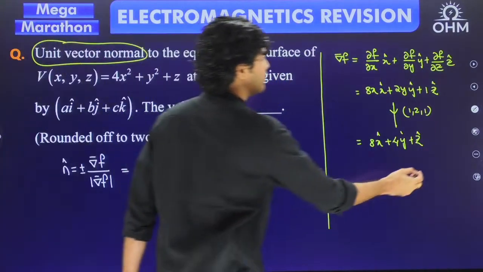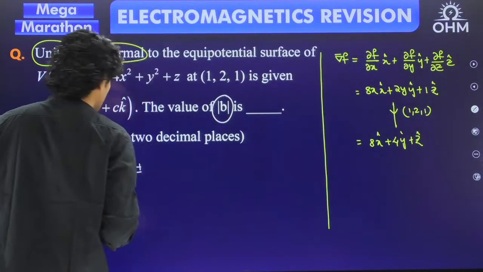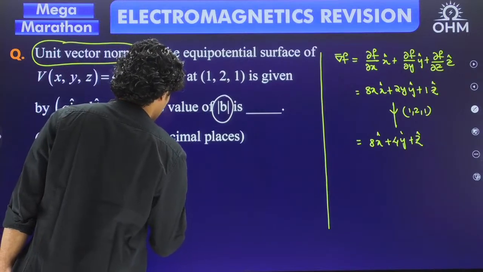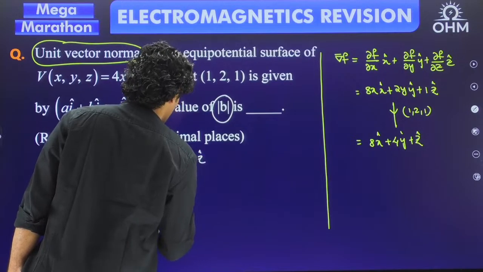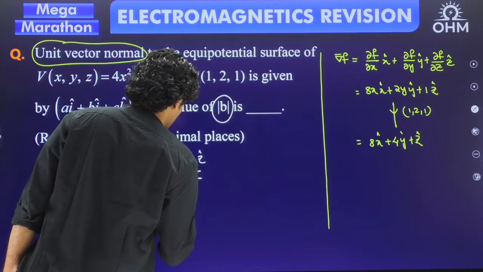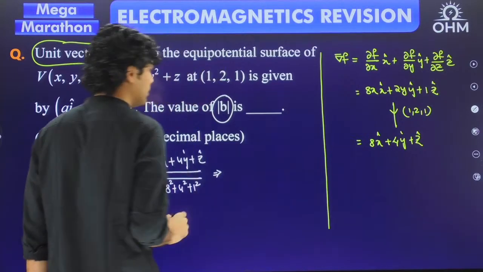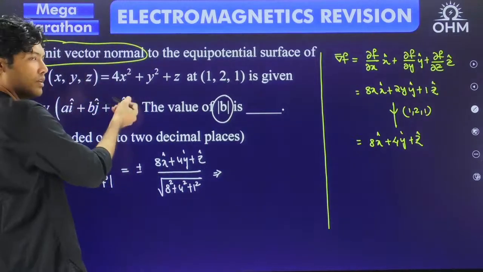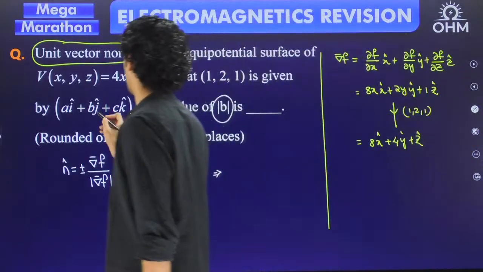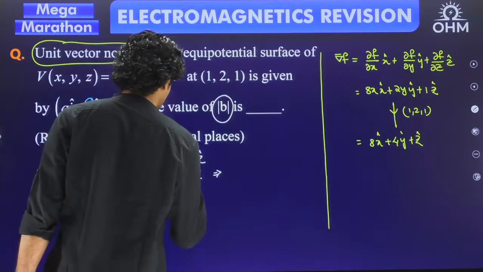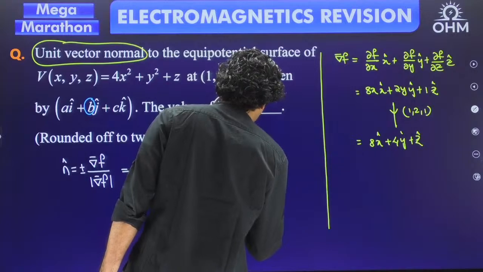Substituting the gradient value here, you get the answer as plus or minus 8 x cap plus 4 y cap plus z cap divided by the square root of 8 square plus 4 square plus 1 square. And from this, I want only b. B is what? The coefficient of j cap, which is nothing but y cap in our language. And if you compare those two, the coefficient of y cap is nothing but b, and that coefficient here is 4 divided by some value. And from this, the b value is simply the magnitude.